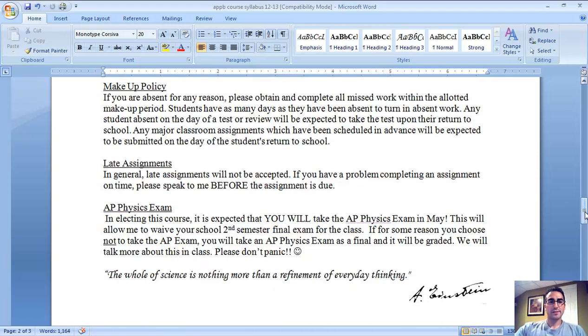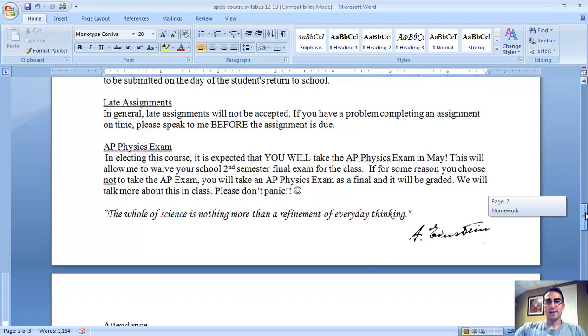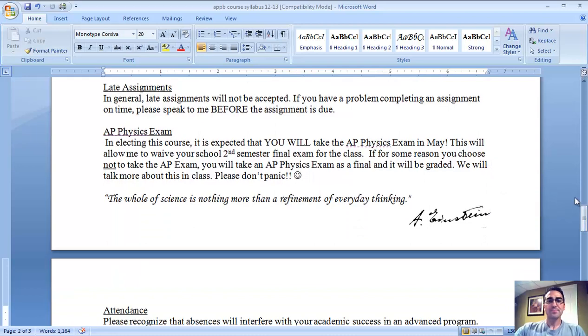The makeup policy, obviously the school has a makeup policy, whereas if you're absent for 1 day, you have 1 day to make up homework. If you're absent for 3 days, you have 3 days to make up homework. So that's pretty much what we're going to be doing. But like I said, if you're absent, especially for a long period of time, you get behind very quickly.